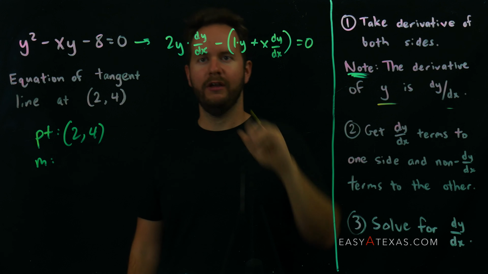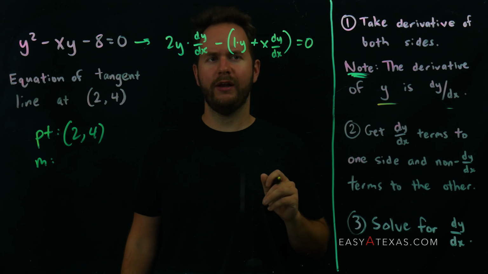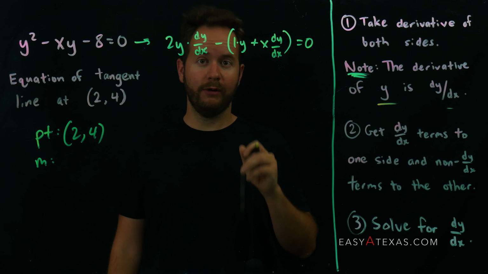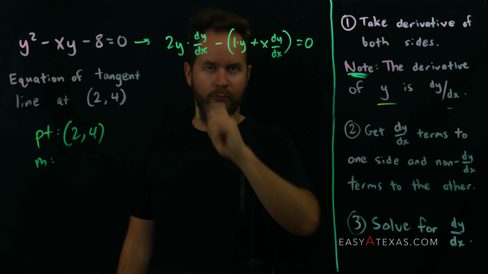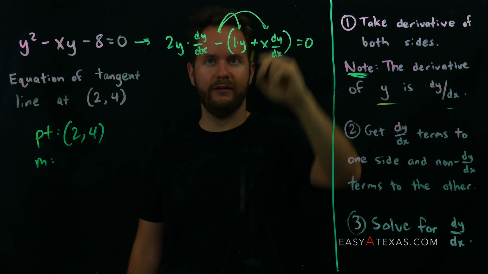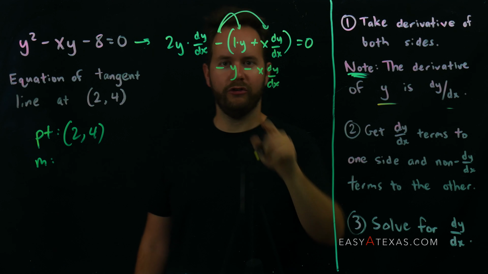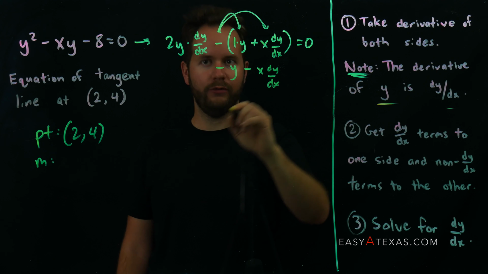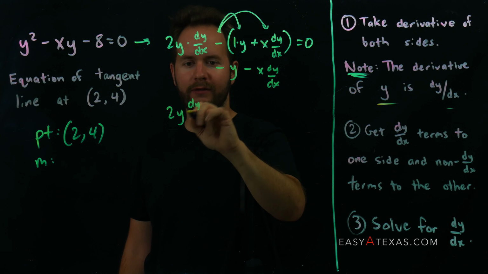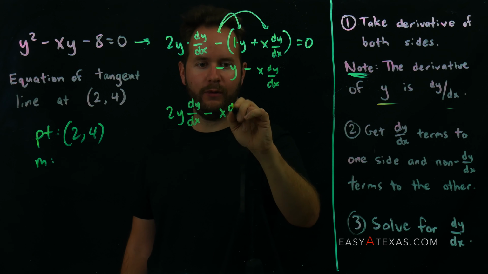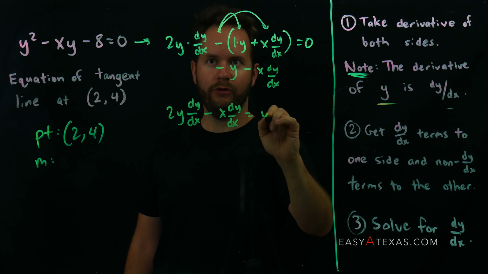Okay, so now I have this expression. I want to collect all the dy/dx terms to one side, all the non-dy/dx terms to the other. So one last thing, let's distribute this negative to the inside. So I have minus y minus x dy/dx. I'm going to add this negative y over to the right side, leaving me with 2y dy/dx minus x dy/dx equals y.